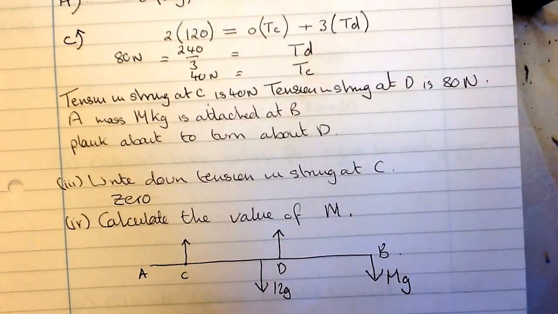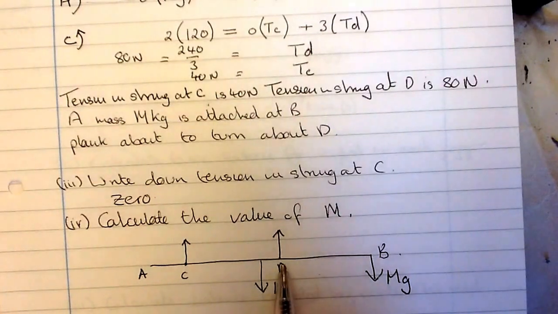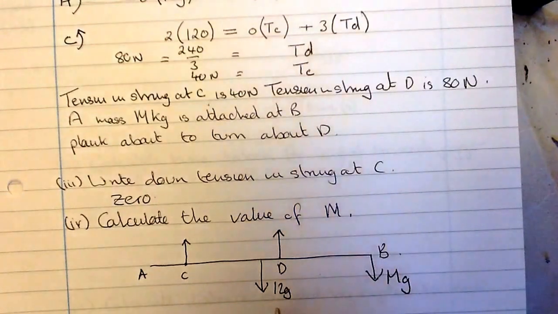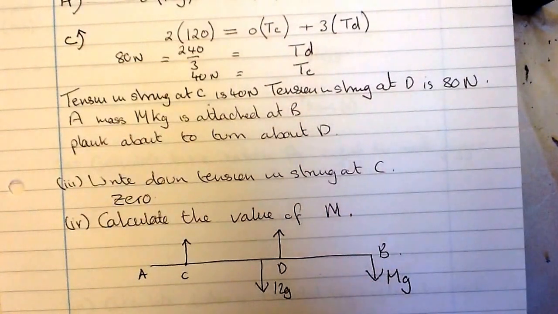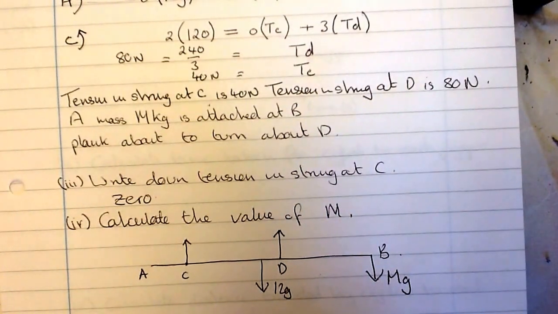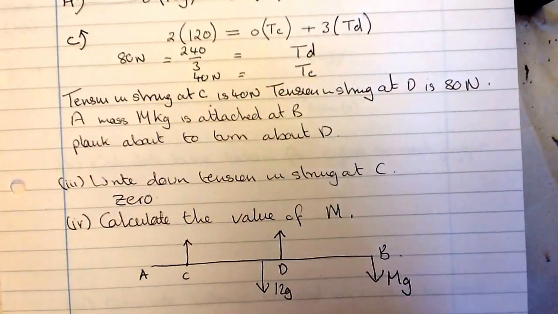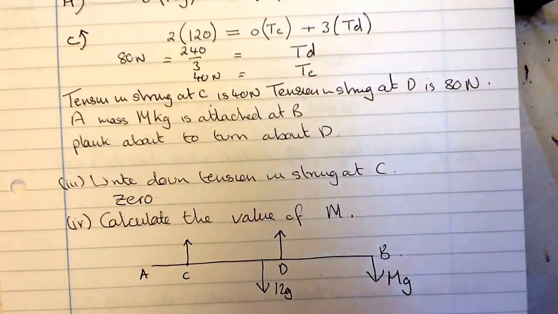Okay, so taking moments about D, the clockwise moment, now from D to B would be 6 take away 4, 2. So 2mg would be the clockwise moment, and the anti-clockwise moment would be from the centre to D is 1, so it's equal to 1 times 12g. So 20m is equal to 120. So m would be equal to 6.